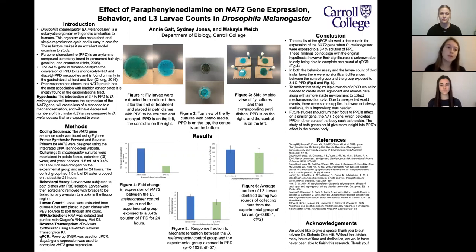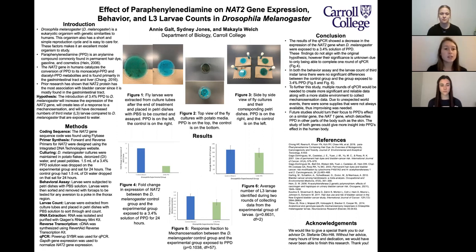It's an arylamine compound. It's commonly found in permanent hair dye and cosmetics. In the 1970s, 2 arylamine compounds were removed from hair dyes because they had a small correlation with cancer with lab animals, but PPD is still in modern hair dyes today.